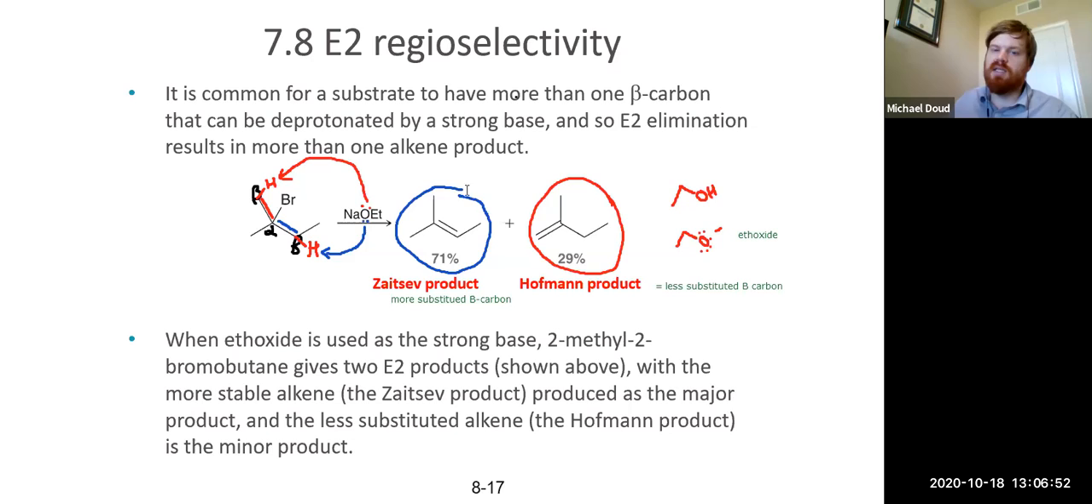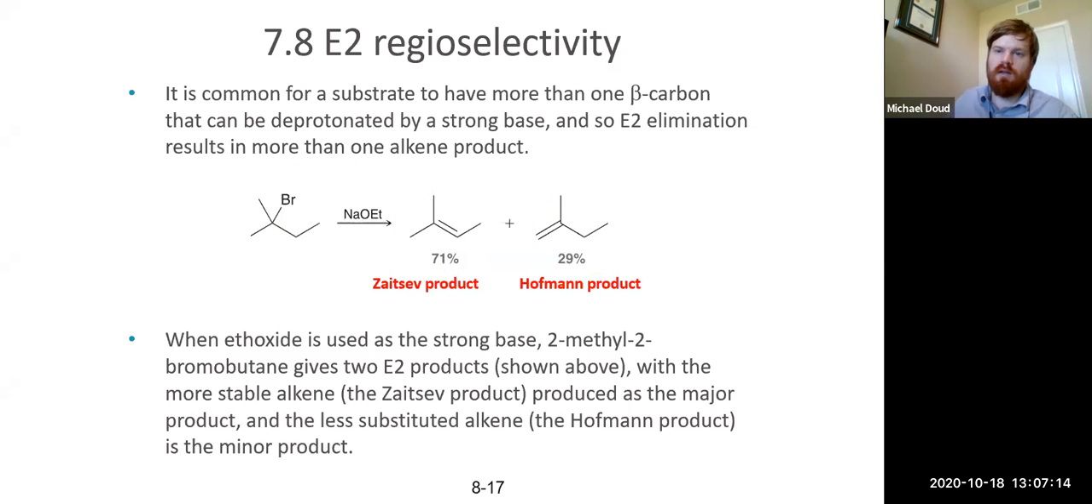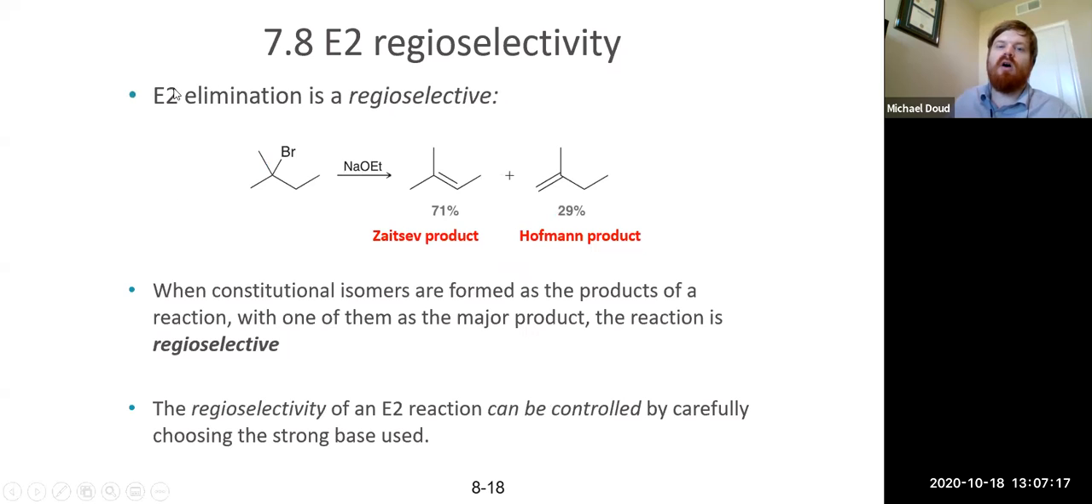And that's because the Zaitsev product is more thermodynamically stable. Thermodynamically, we have a tri-substituted alkene here versus a di-substituted alkene here. The tri-substituted alkene is going to be more stable than the di-substituted alkene. So we're going to get about a 2/3 to 1/3 ratio here, or 70 to 30 in this case. This is what we call regioselectivity. It's not regiospecific. It doesn't only react with the more substituted beta hydrogen. Instead, it reacts preferentially with the more substituted beta carbon.